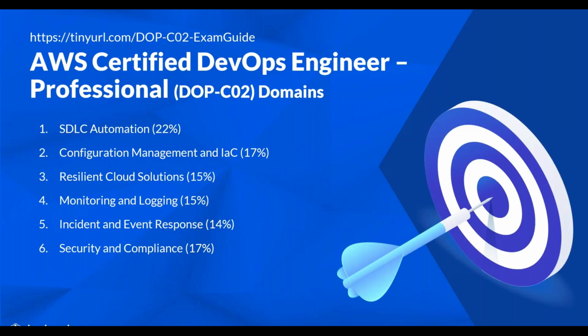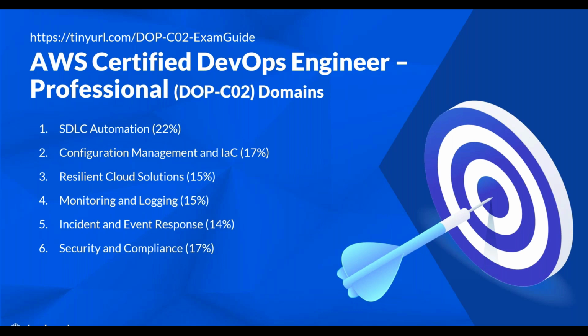So now we're going to go through each of the 6 domains that are outlined in the official exam guide, and there's a link to that exam guide at the top of this slide here. So this exam has 6 domains: SDLC automation, configuration management, and IaC, which is infrastructure as code. So for domain 1, SDLC is the software development lifecycle. Domain 3, resilient cloud solutions. Domain 4, monitoring and logging. Then we have incident and event response, and security and compliance.